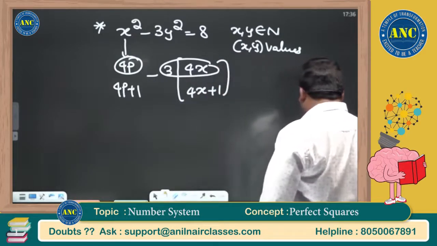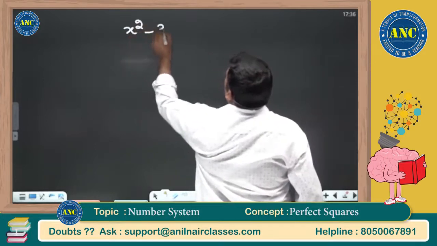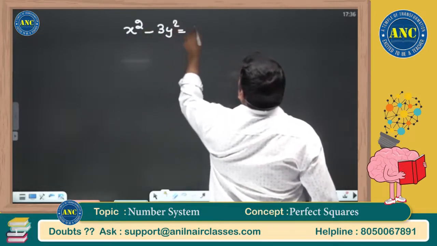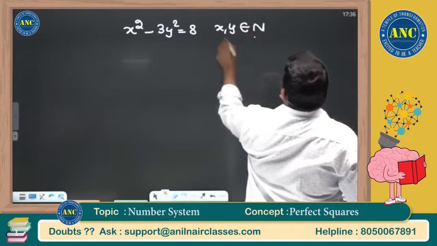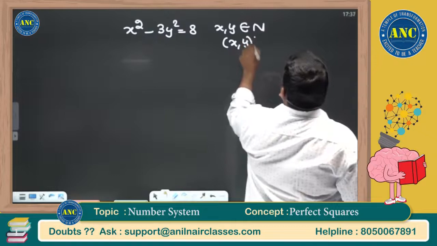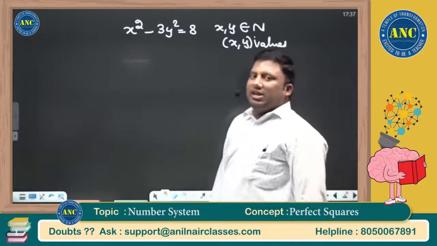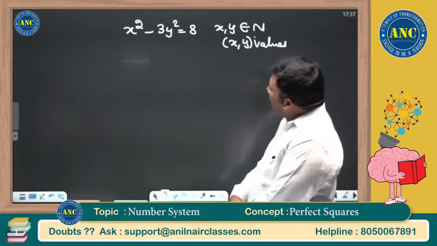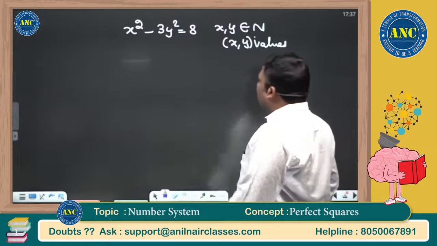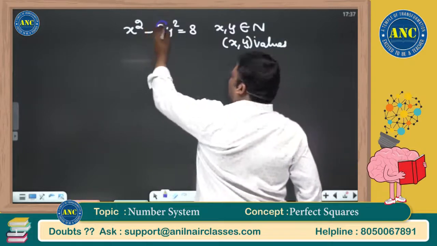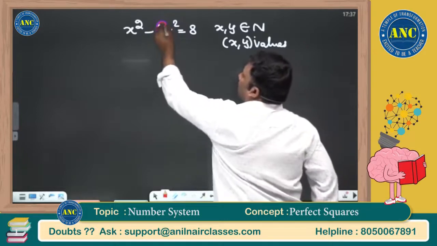Now how to solve this question? See here, x square minus 3y square is equivalent to 8. x, y are natural numbers. How many values will x, y take satisfying this equation? Now see here, x square minus 3y square. The root cause of this problem is, what is the coefficient of y square? Coefficient of y square is nothing but 3.